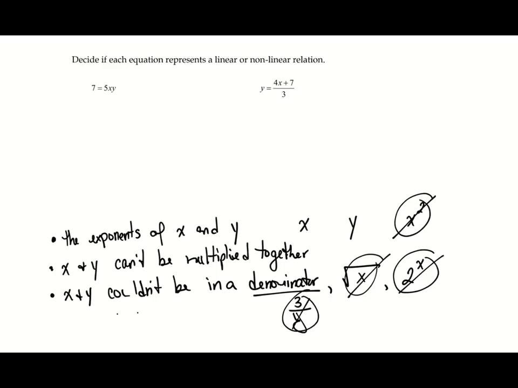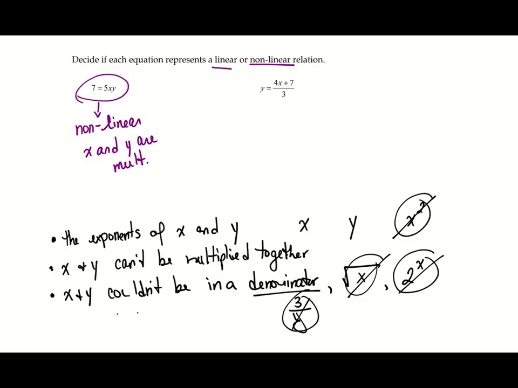So if we look at the two up here, we have to decide linear or nonlinear. This guy I know is nonlinear. The reason I know that is because x and y are multiplied together. So we can say x and y are multiplied. That would be our reason.